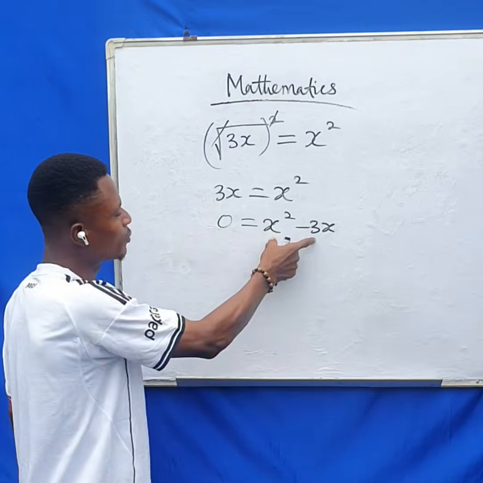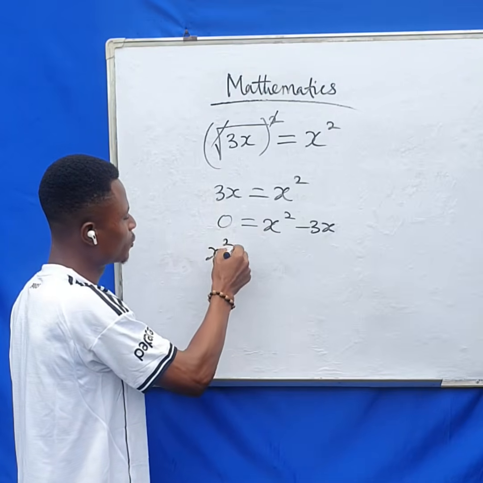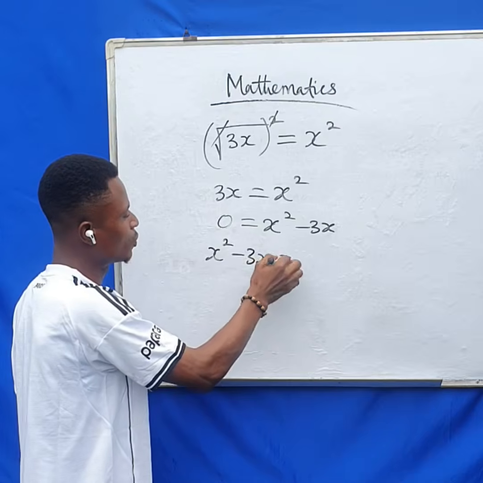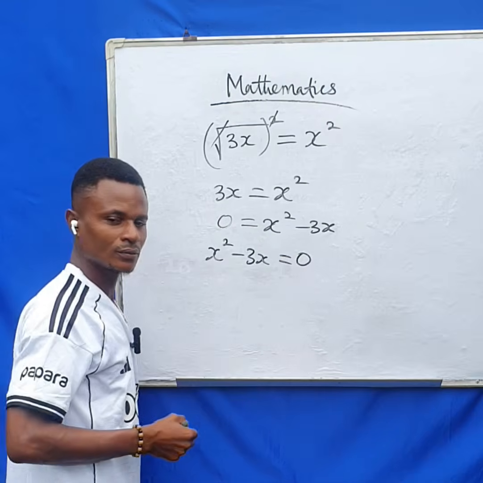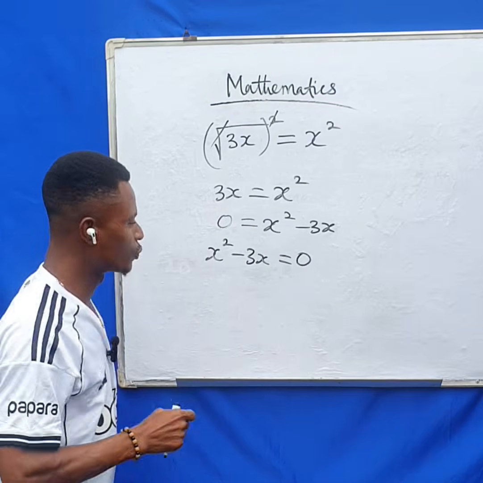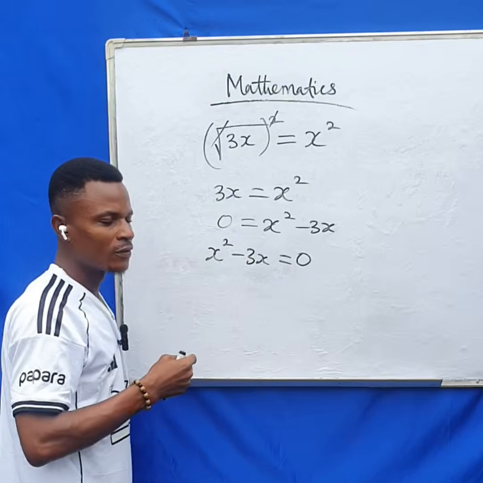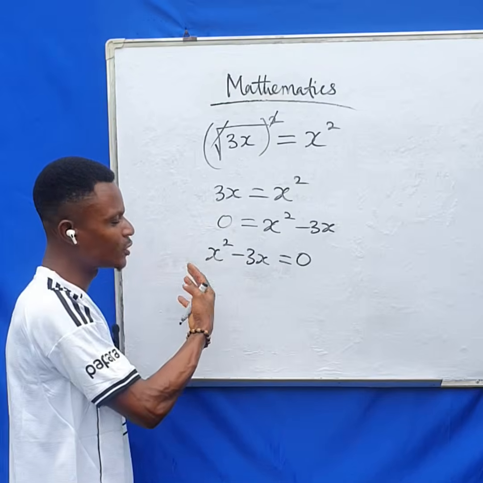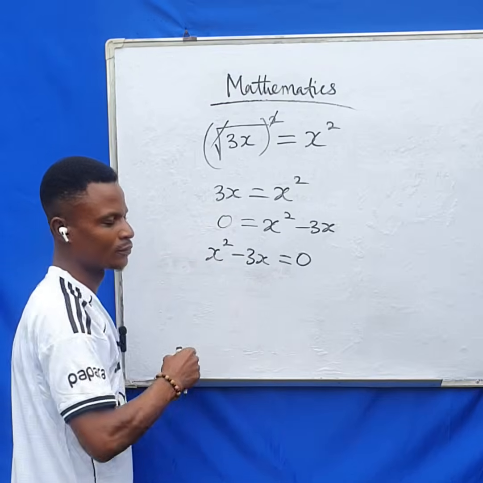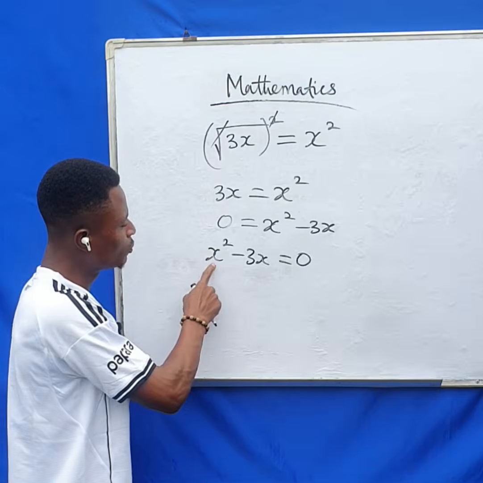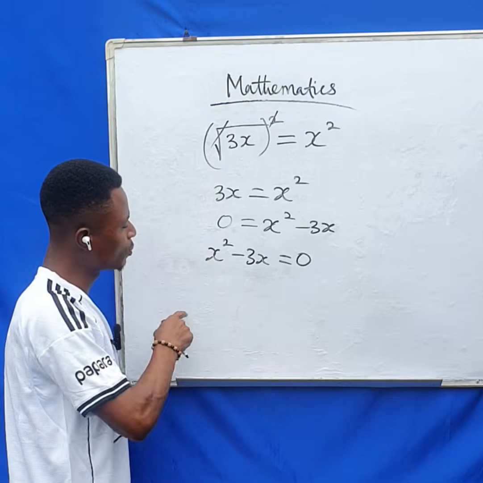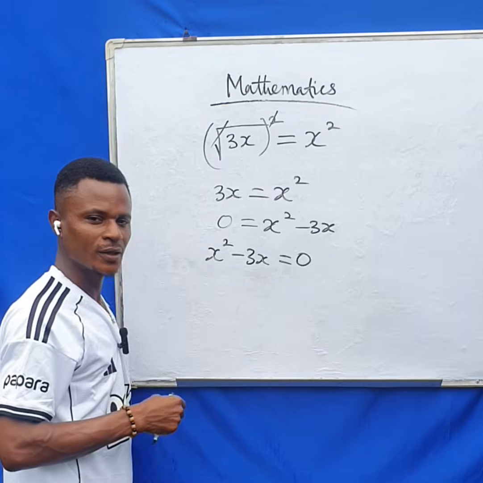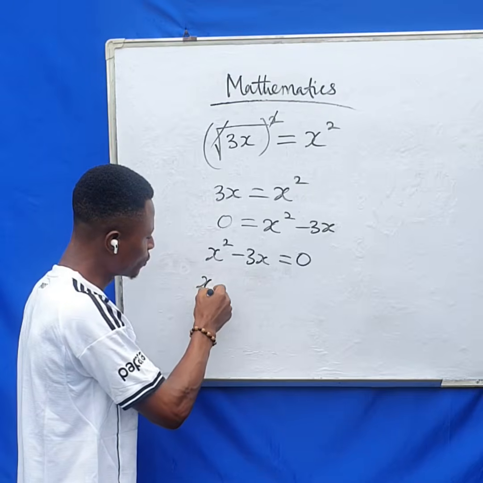You understand? So let us write this side: x squared minus 3x equal to this 0. The next thing to do is to factorize. Factorization means you should bring out what is common between these two. Now, what is common between these two? x is common. x is here and x is also here. So we bring out that x that is common.